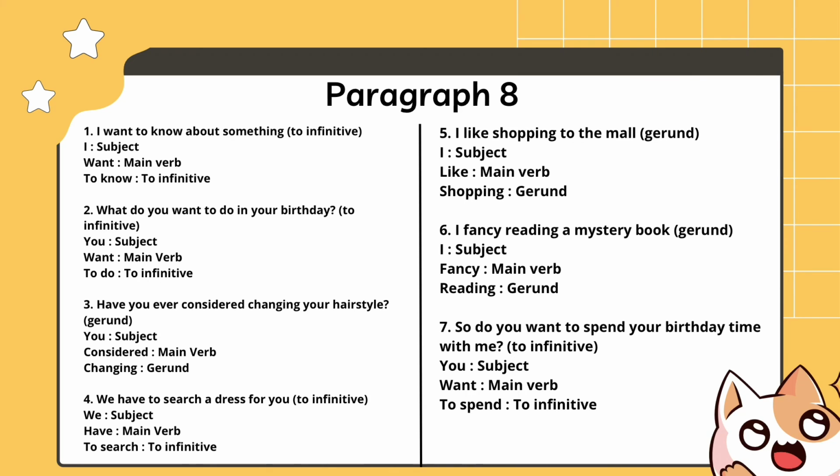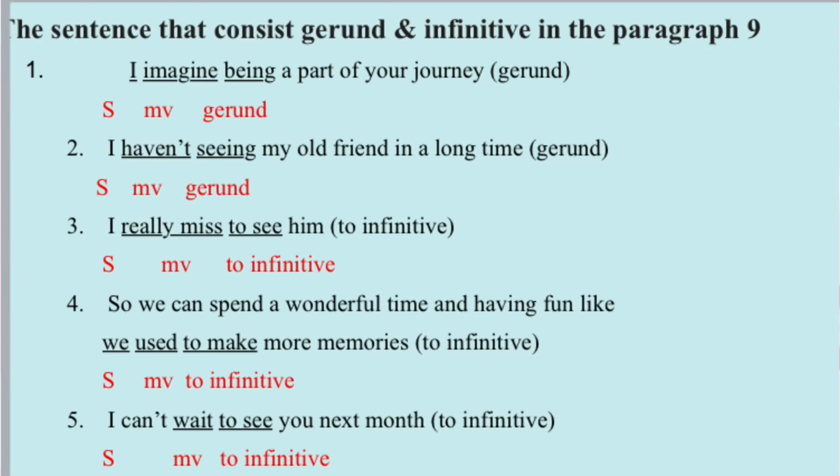And then we move to number 6. I fancy reading a mystery book. I in here is a subject, fancy in here is a main verb, and reading in here is a gerund. And then the last sentence is, so do you want to spend your birthday time with me? You in here is a subject, want in here is a main verb, and then to spend in here is to infinitive.